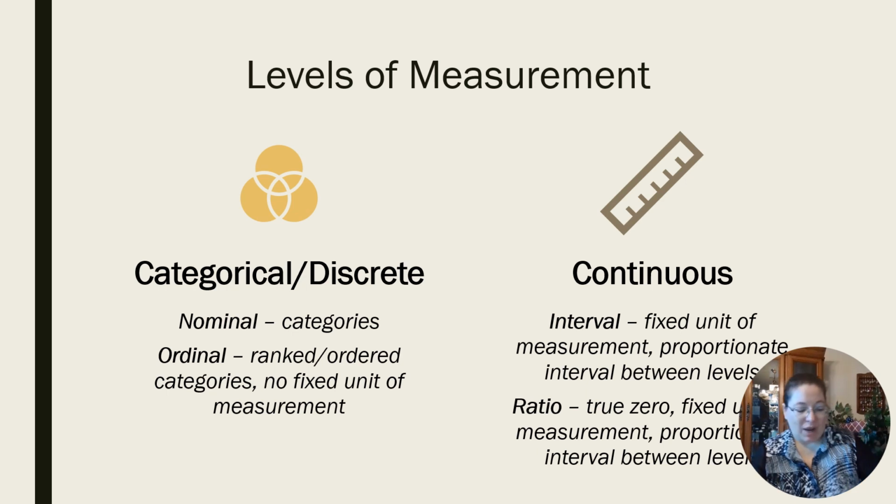We also learned about different ways that variables can be measured. So the 4 levels of measurement are nominal, where you've just got categories of things; ordinal, where those categories have an order, but there's no fixed unit of measurement; interval, where they're continuous, and now you do have a fixed unit of measurement, as well as proportionate intervals between levels; and ratio, which includes everything in interval, except also there's that true zero that actually means the absence of something.